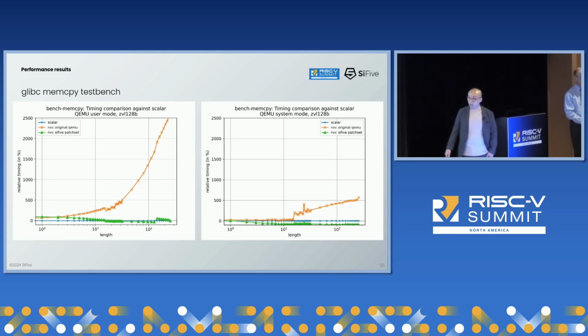In this chart, lower means faster. We can see the red triangle, which means QEMU after applying the optimization patch. Both QEMU system mode and user mode are faster than the original QEMU RVV implementation. Even more, it can be faster than the scalar version.